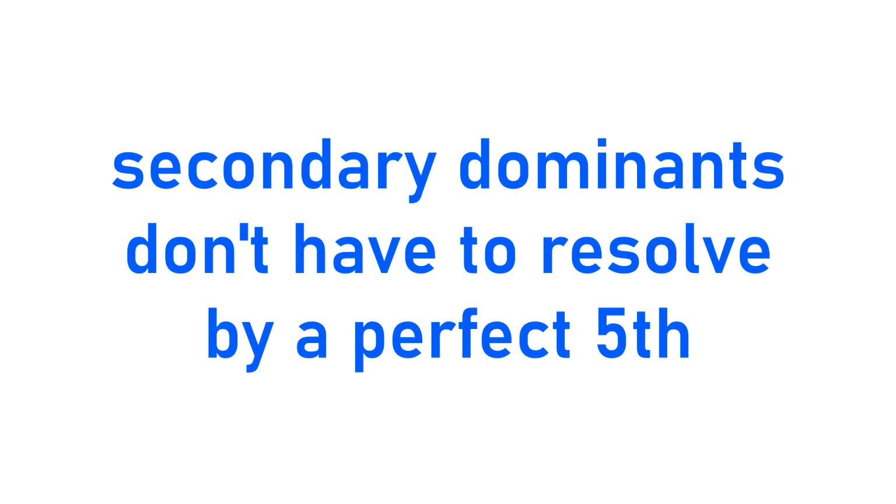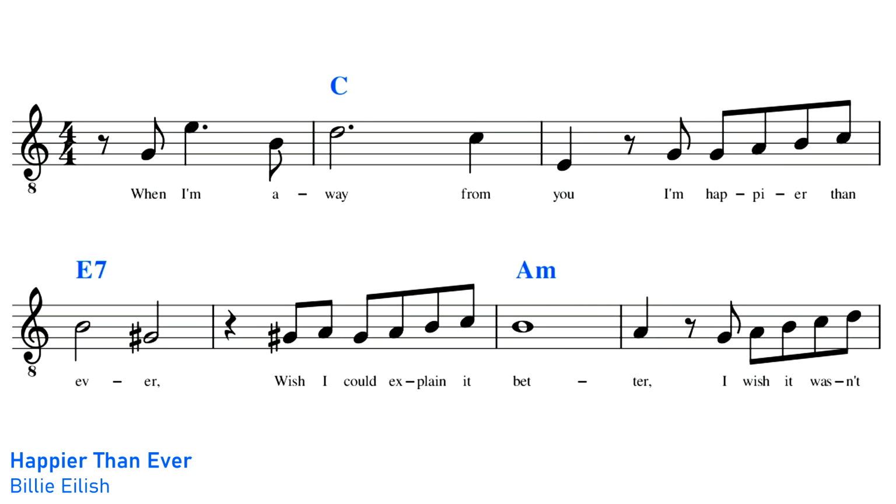And one last element of secondary dominance that I want to clear up before the end of the video is that they don't actually have to resolve to the chord a fifth away. So far in this video, every example we've looked at has been a secondary dominant chord resolving neatly in a perfect cadence movement to the chord a fifth away.